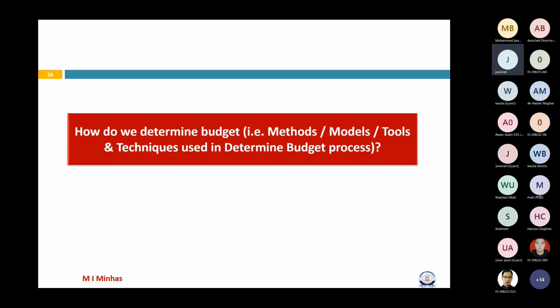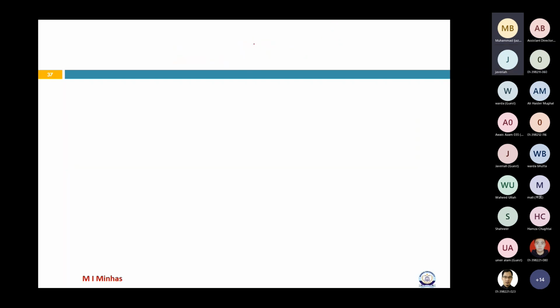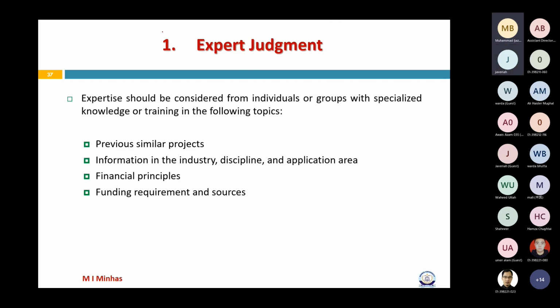Is it clear? So which techniques, methods, or models do we use? Do you remember I told you about the ITTOs? We have covered the outputs, then we covered the inputs. Now, which tools and techniques do we use to determine the process? So one thing is expert judgment. Expert judgment would always be there.